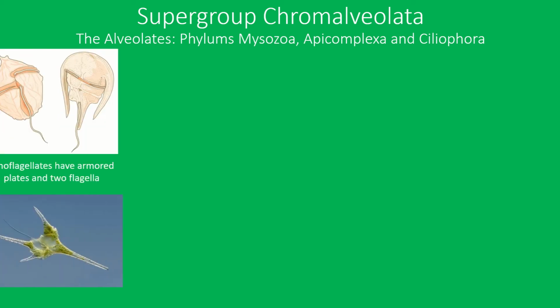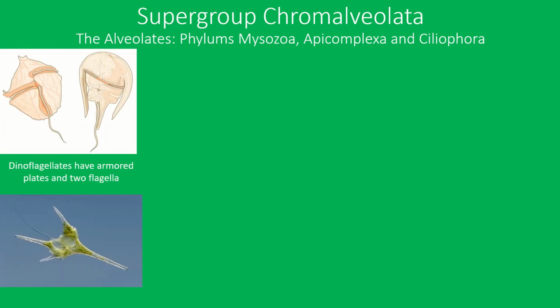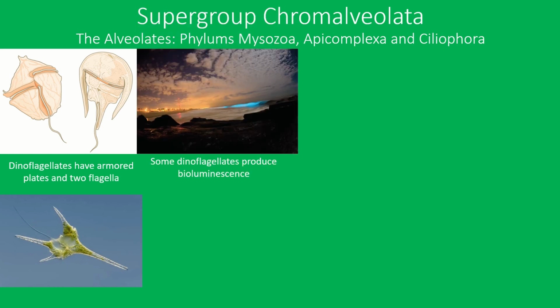unknown function. The three groups of alveolates include phylum Myzozoa, or the dinoflagellates. This group is identified by having armored plates made of cellulose with two flagella used for locomotion. One flagellum moves the organism up and down, and the other encircles the organism, allowing it to move by spinning. Dinoflagellates make up a large portion of plankton, which is the microscopic organisms that make up food for larger organisms. Some dinoflagellates produce bioluminescence when stressed, making for some stunning displays in the water.